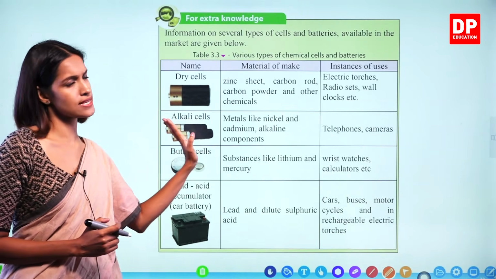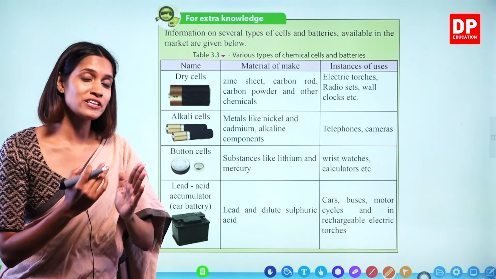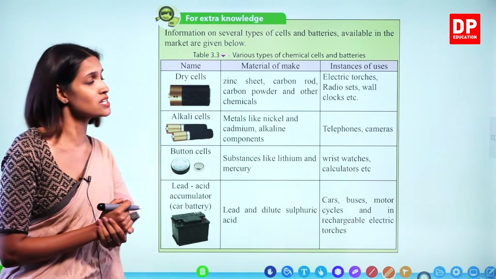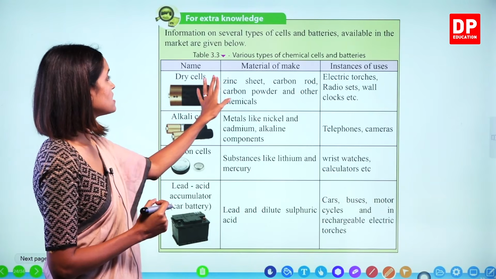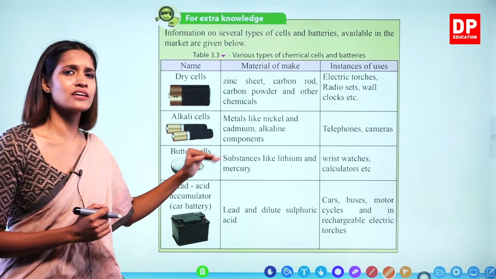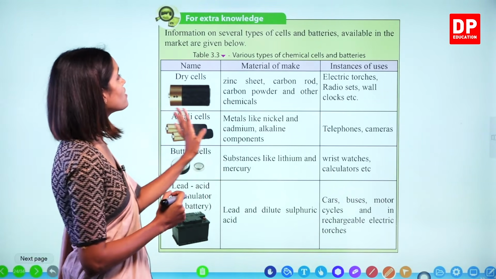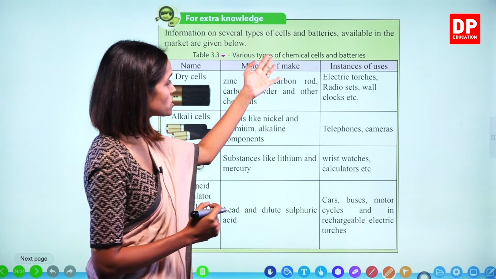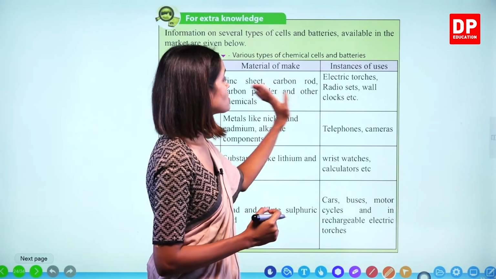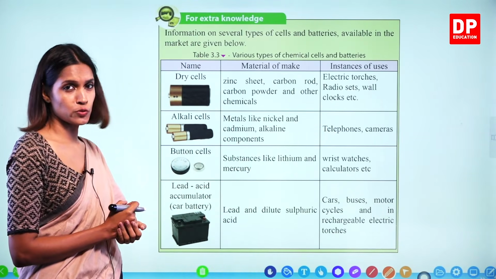We all know what dry cells are. So, what are the materials? I showed you during that experiment how to open a dry cell and what substances are present. What are the things present? Zinc sheet, carbon rod, carbon powder and other chemicals like ammonium chloride, manganese dioxide, etc. Okay. And what are the instances? Used in torches, radio sets, wall clocks and some toys, we use these types of dry cells, okay.